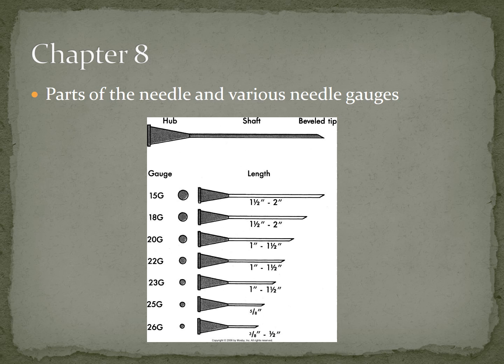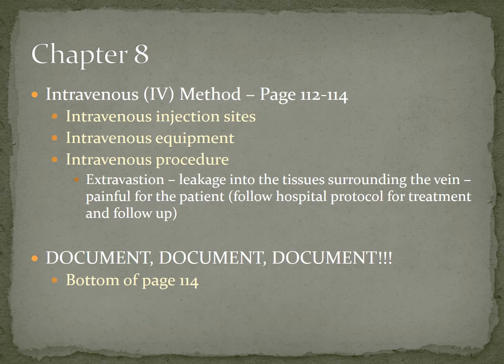It gives you a picture of the different gauge needles on page 109. I think one of the most common size angiocaths we use is a 20 gauge. You don't want to use one that is too big. I know when you donate blood, they either use a 12 or a 14 gauge. Our contrast media is kind of thick, so a larger needle is necessary, at least to get it in there.